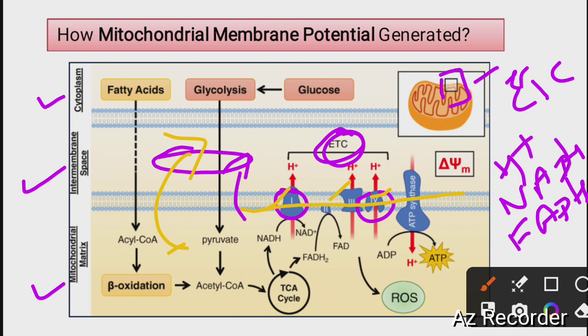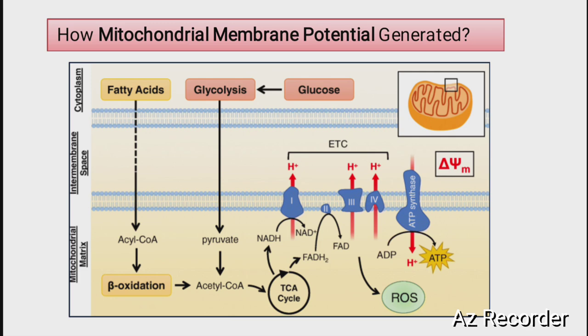If it happens like this, the concentration of protons, the H plus ions, will be lower in the mitochondrial matrix and they will accumulate in the intermembrane space, right? So this creates the charge imbalance, and it forms the proton gradient, right? So next step, what happens?